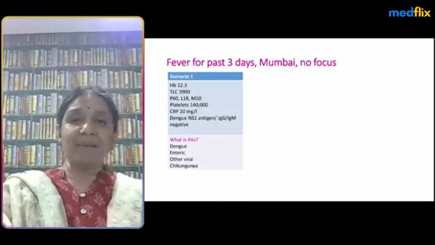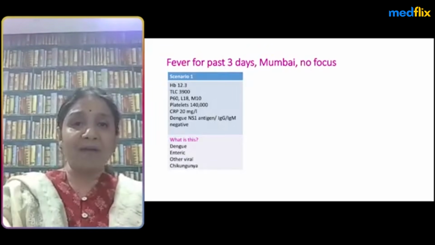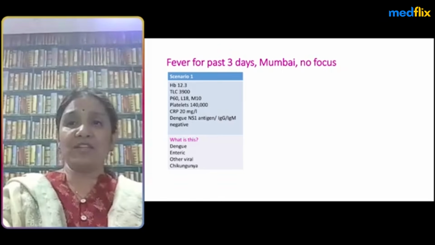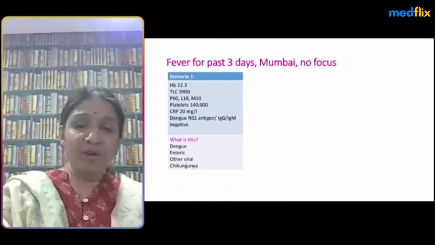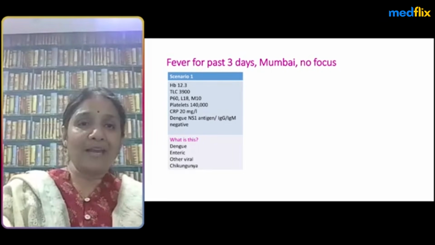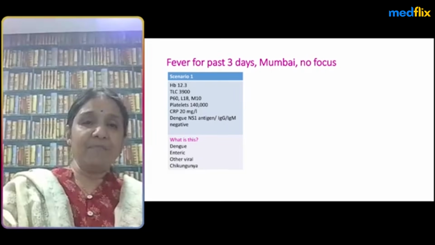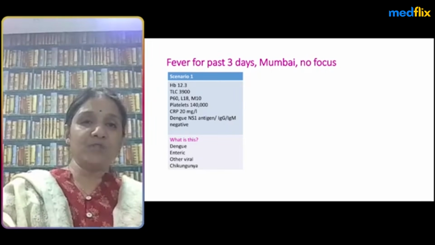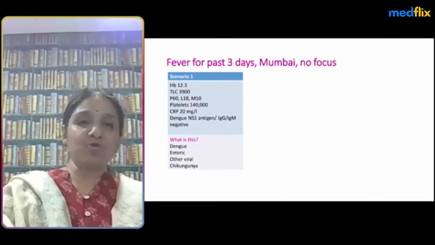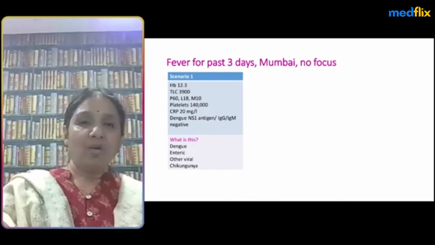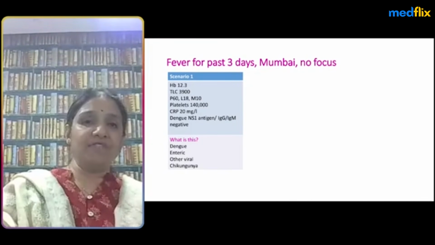Now let us see some cases. Suppose I want you to think in your mind, what do you think this could be? Hemoglobin of 12.3, count of 3,900. Look at this. 60% polys, 18% lymphos, 10% monos, platelets 1,40,000, CRP 20, dengue negative. What do you think this could be? 3 days fever. Anybody?